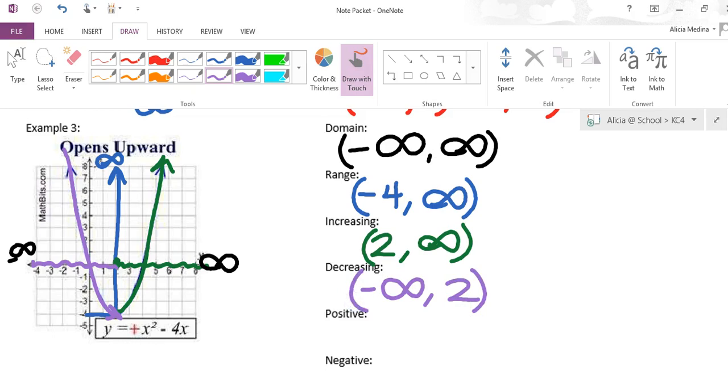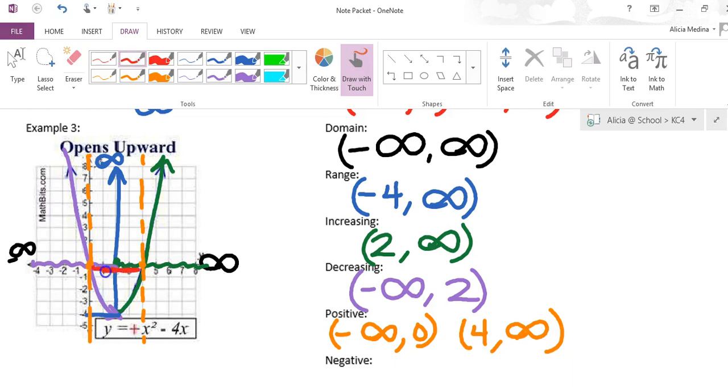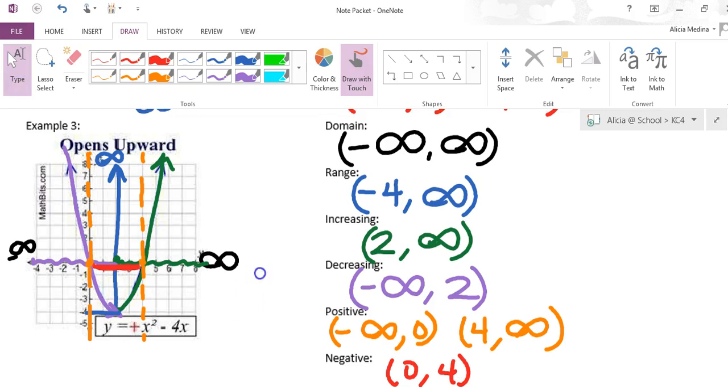Where is the function above the graph? So it switches right about here. So at this point right here it's 0, as well as right here at 4, right? So it's going to be positive from negative infinity until that first x value of a 0. And then from x equals 4 all the way to positive infinity, it returns to be above the graph. Where is it below the graph? Well, in between those 2 points, right? Between these guys. So that's going to be from 0 to 4. It's below the graph.